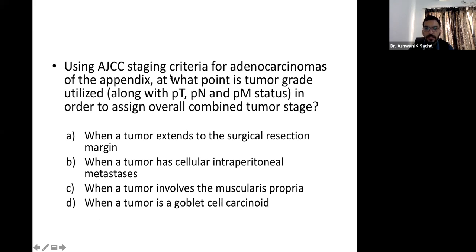So according to AJCC staging criteria for adenocarcinoma of the appendix, at what point is the tumor grade utilized in order to assign a combined tumor stage? So we have used a grading system also in appendiceal carcinoma. Do you use it in T staging, N staging, or M staging? The options are: when a tumor extends to the surgical resection margin, when a tumor has cellular intraperitoneal metastasis, when a tumor involves the muscularis propria, or when a tumor is a goblet cell carcinoid.